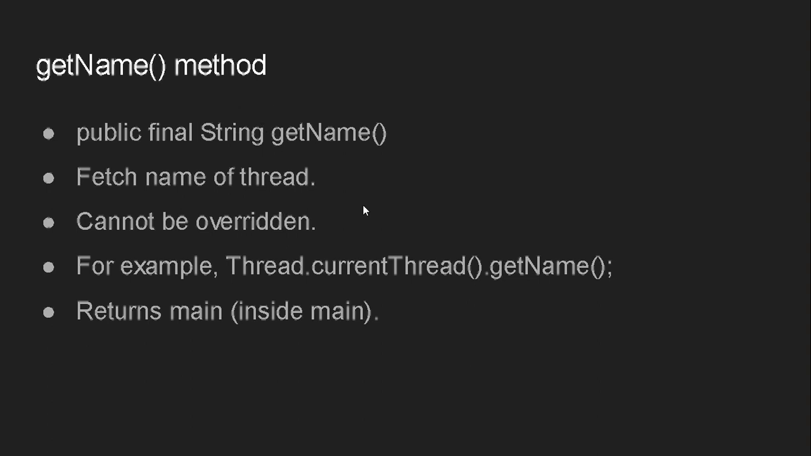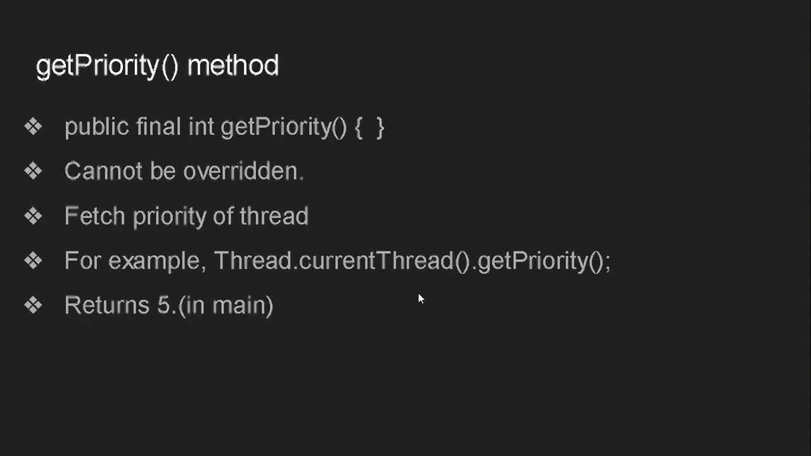Don't worry about currentThread. I am going to talk about it very soon. currentThread is actually going to fetch the thread which is currently in execution, so we will look at it very soon. Then after that, we have the getPriority method. The definition looks almost exactly the same.